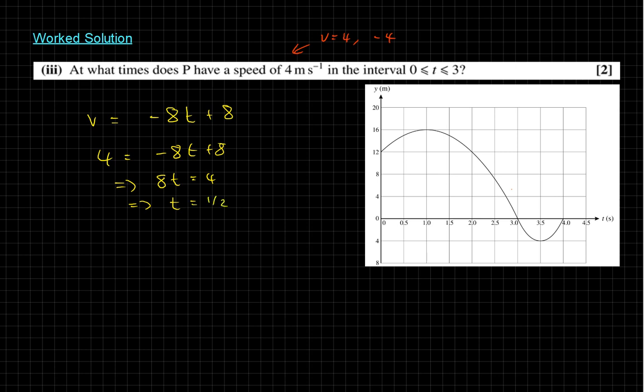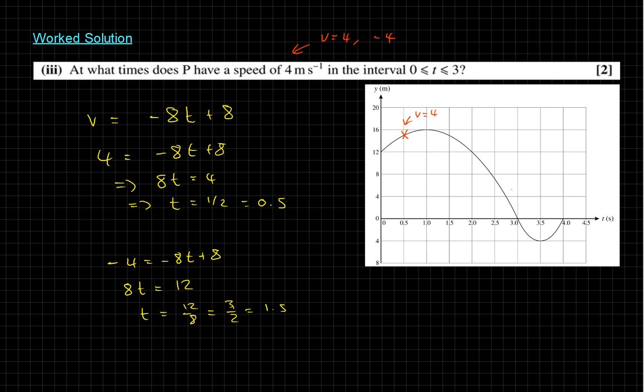Now, just out of interest, if I did minus 4 equals minus 8t plus 8, what would happen then? I'd get 8t equals 12. t equals 12 over 8, equals 3 over 2, equals 1.5. So here I've got 0.5 and 1.5. Okay, so there's two possible times, right? So let's look at it on the graph. At 0.5, that's about here. Okay, so here it's got a velocity of 4.